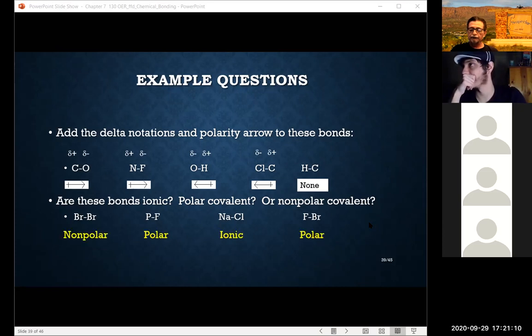And so here we have only one ionic compound, and then the other three are covalent. Of those covalent, the bromine is nonpolar, and the bromine fluoride and the fluoride bromide are both polar.